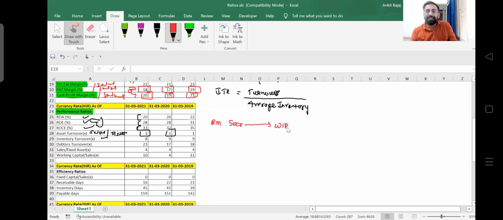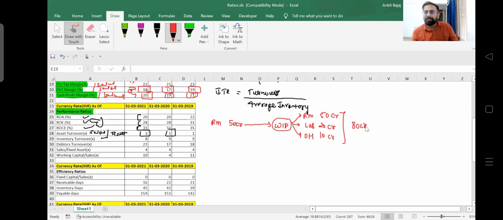First it will be converted into WIP. When you bring this raw material into the WIP process, what cost will you incur? You will incur raw material cost, some labor cost, and some overheads. Here you have acquired raw material of 50 crore. Suppose labor cost is 20 crore and overheads are 10 crore. When you sell this product, what is the total cost of the product? Total cost of product is 80 crore.